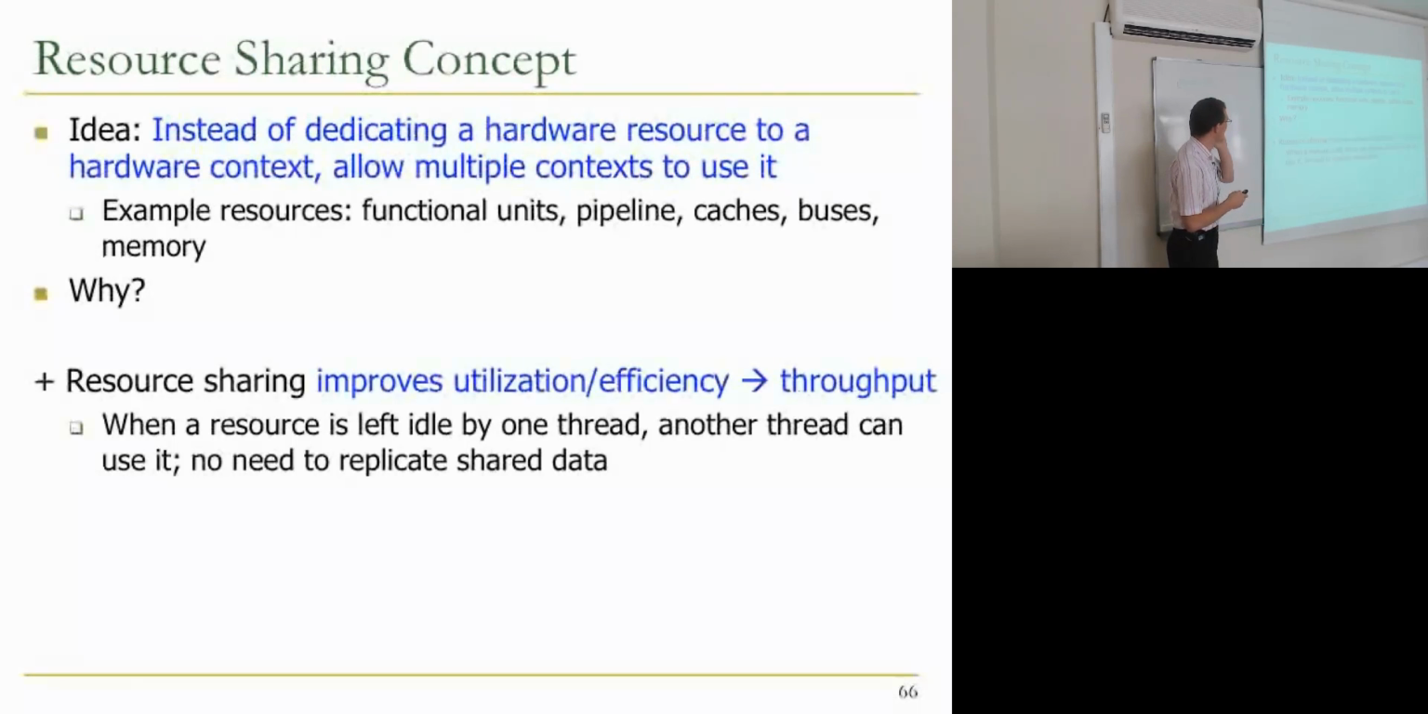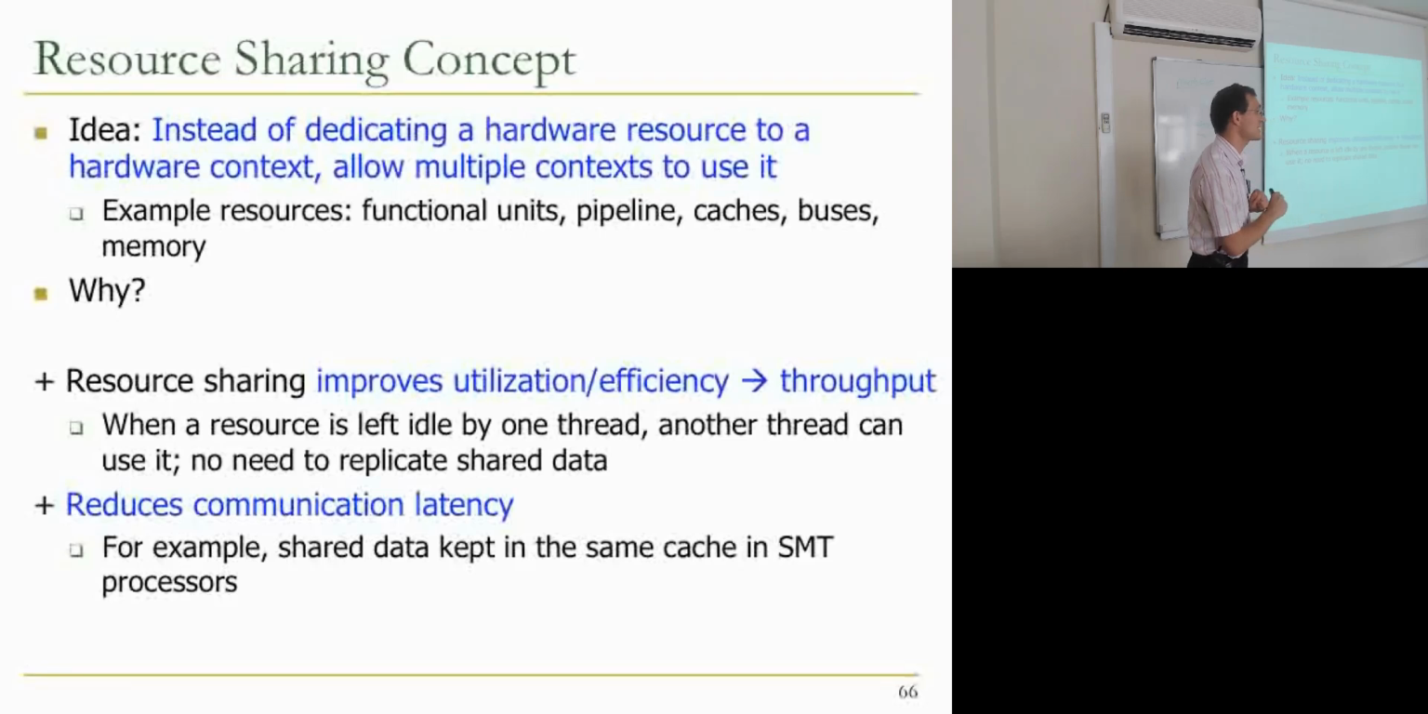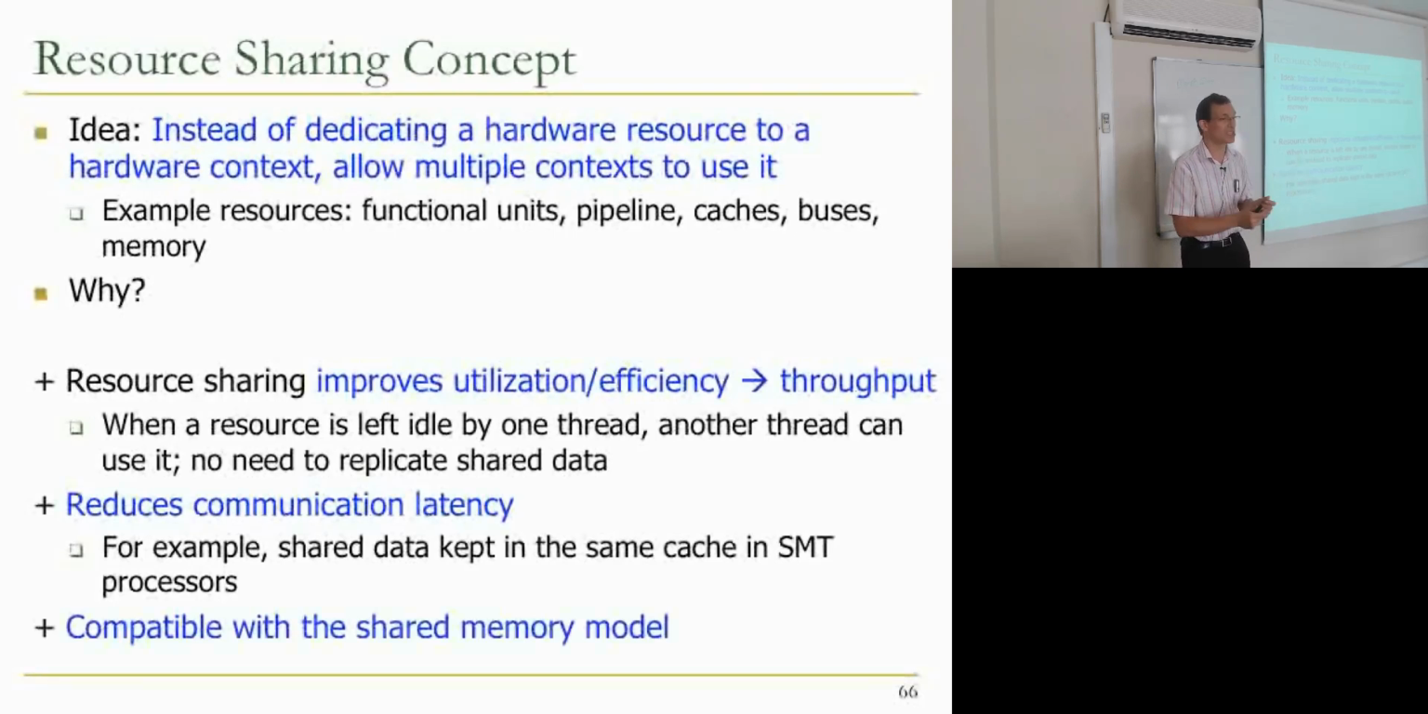Well, why do we do this? The reason is simple. Resource sharing improves utilization and efficiency, which leads to hopefully higher throughput. When a resource is left idle by one thread, another thread can use that resource. There's no need to replicate the shared data. So the resource could be a time resource or a space resource. You can use things in time and space when it's left idle. This also reduces communication latency. If you share resources, you can keep, for example, shared data in the same cache in an SMT or a multi-core processor. That way you reduce the communication latency.